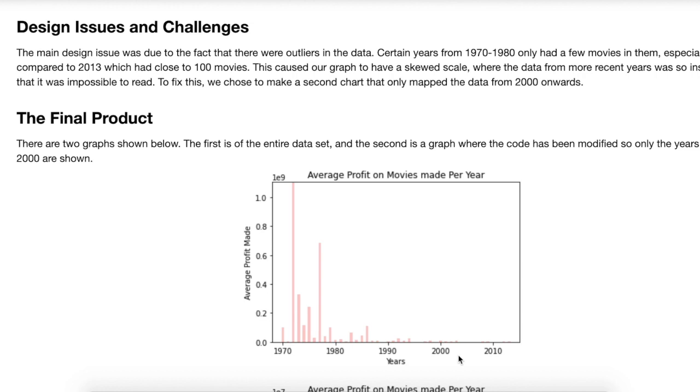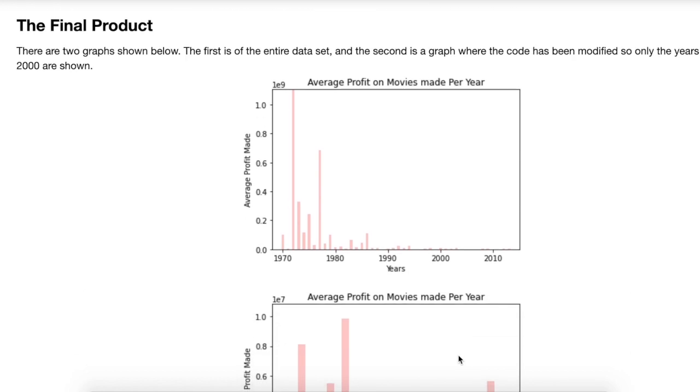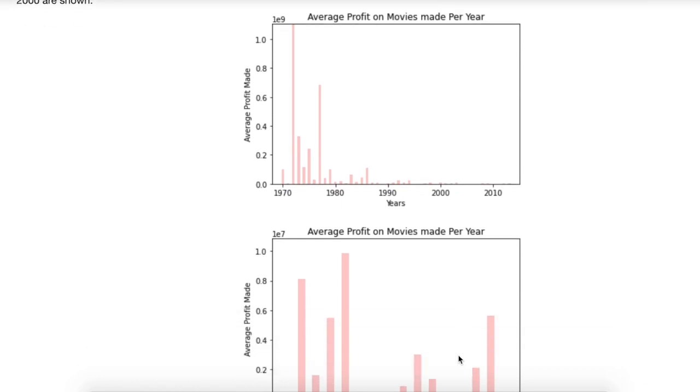To fix this, we chose to make a second chart that would only map the data from 2000 onwards. These are two graphs shown below. The first is of the entire data set, and the second is a graph where the code has been modified so only the years after 2000 are shown.